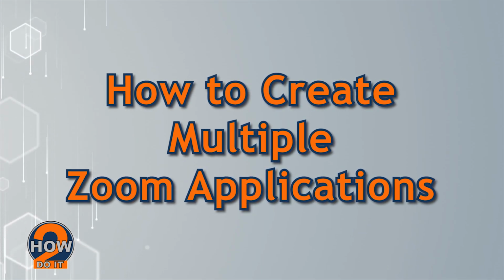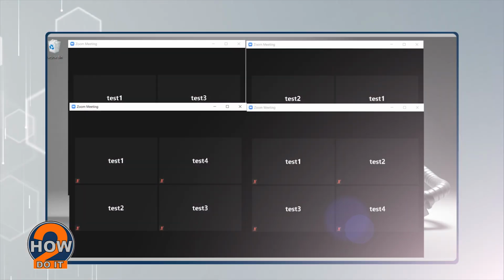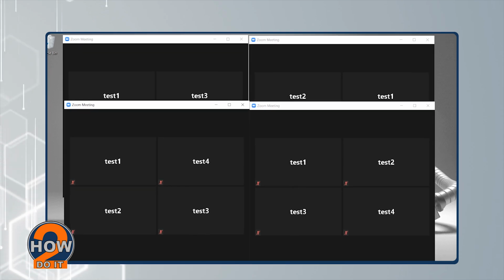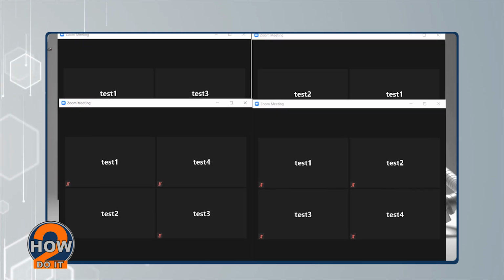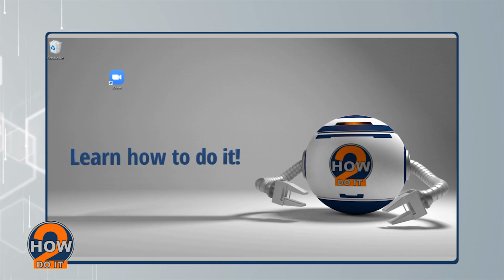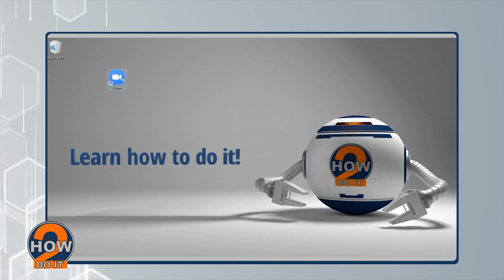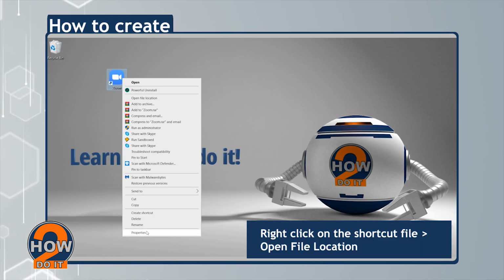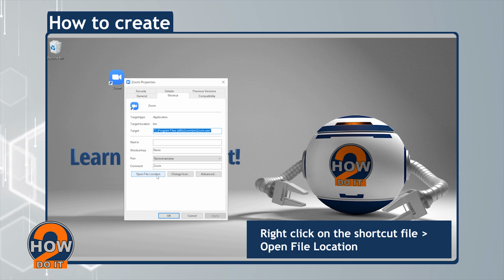Here's how to create multiple Zoom applications. Right-click on the Zoom shortcut file and click Open File Location.